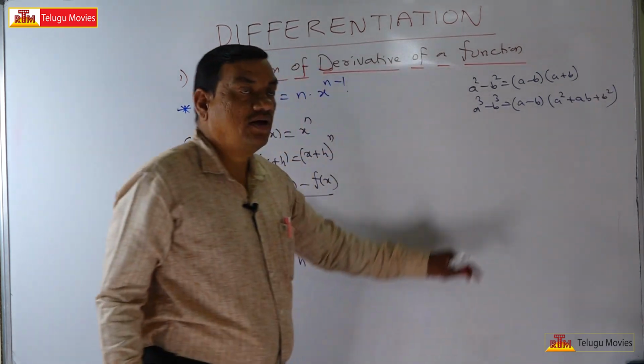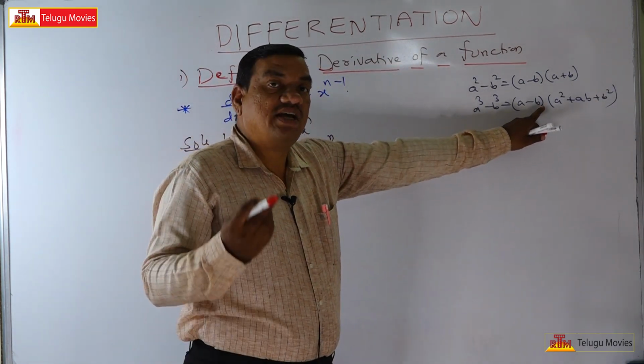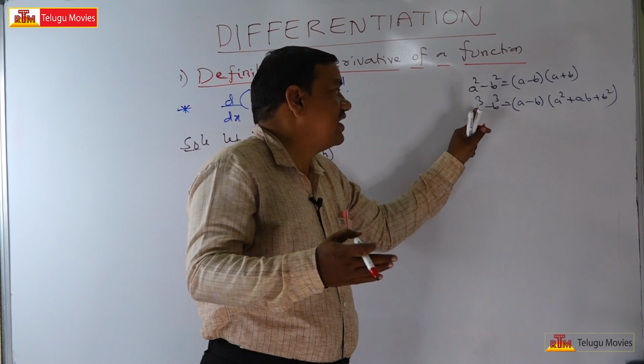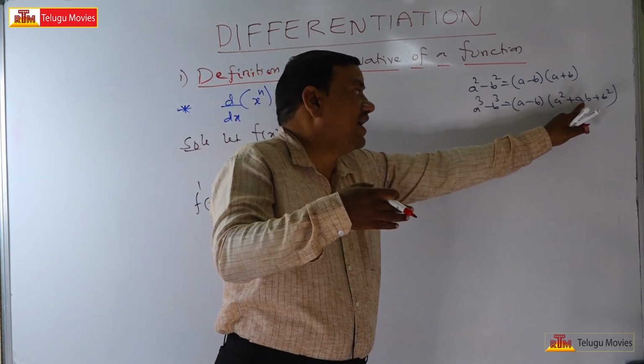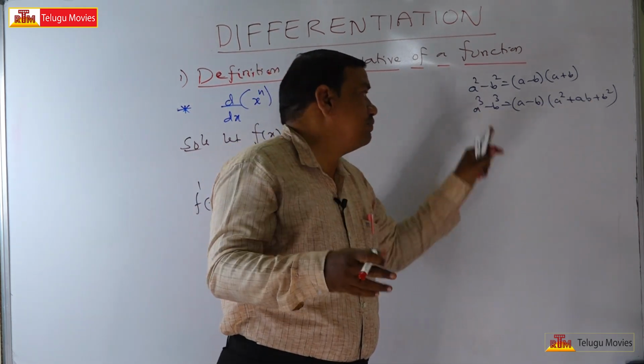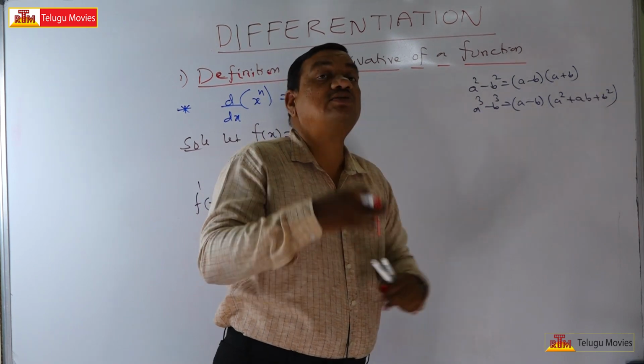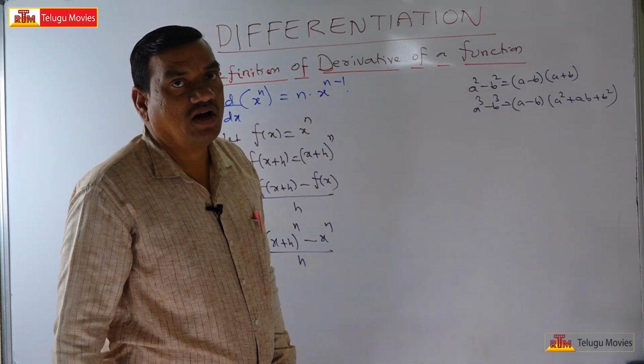So what do you observe here? Compulsorily our first factor is a minus b. Then a square, then ab, and the last term is b square. Understand or not? Okay.